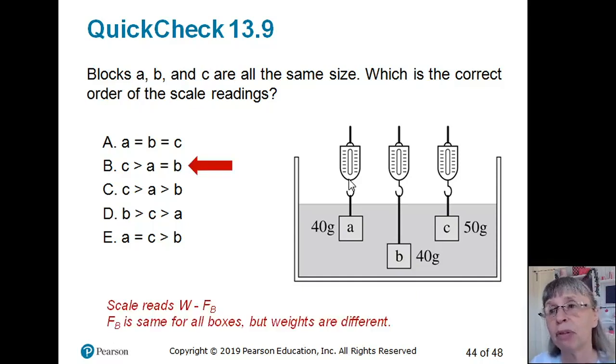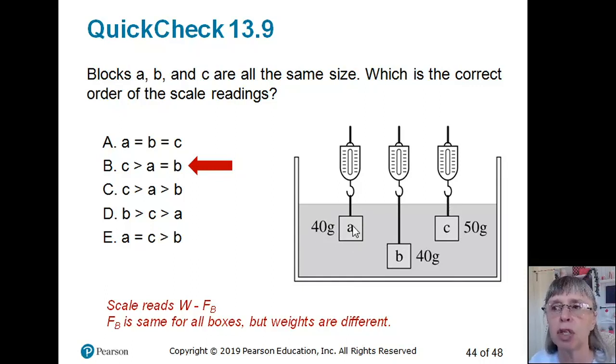Is that what you came up with? So here we've got weight being pulled down, and in this case, A and B have the same weight, where C has more weight downward. The buoyant force on all three of these is the same. So the net force on this one is going to be downward more than the net force on these.